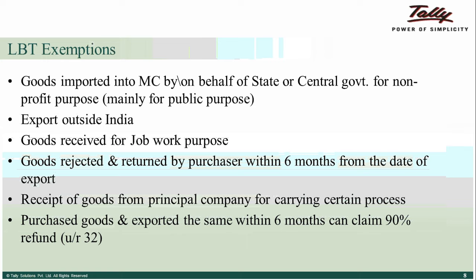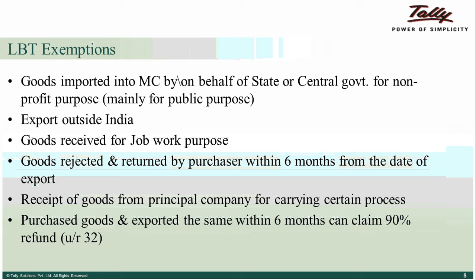And next, the last one: purchased goods exported within 6 months can claim 90% refund. Here you can say that 10% will be exempted. Say suppose you have made the purchases and you have exported, that is, you have made the sale of the same thing within 6 months of such purchases. In that case, you can claim 90% refund.